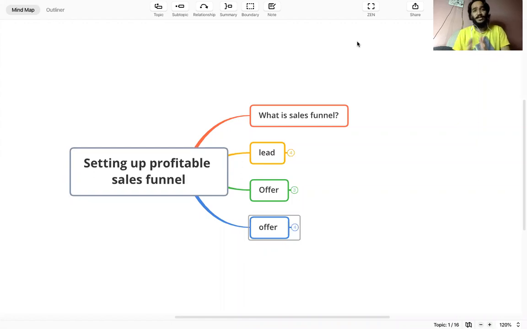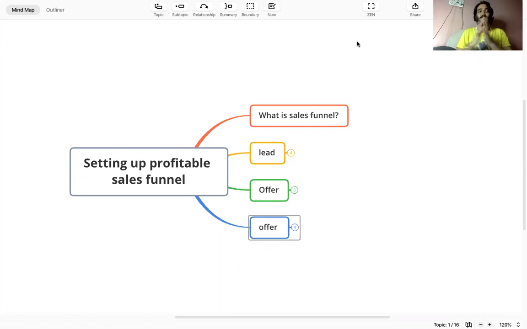And in today's topic, I'm going to talk about setting up a profitable sales funnel. I hope my screen is visible to you, and my audio is audible to you. So in today's topic, we're going to discuss setting up a profitable sales funnel. There are three major steps, but before that, we have to understand what exactly a sales funnel is.